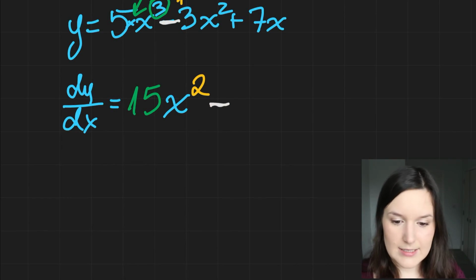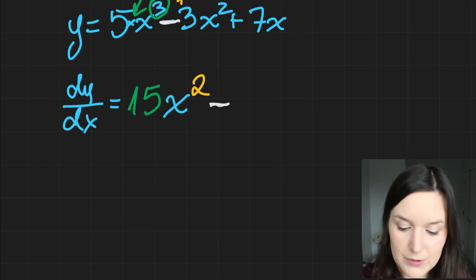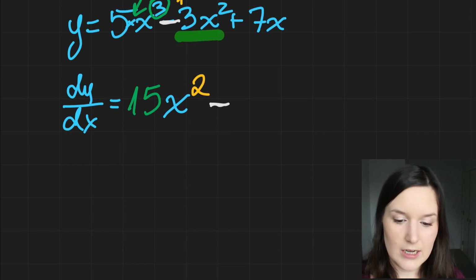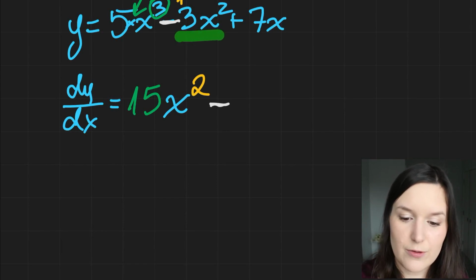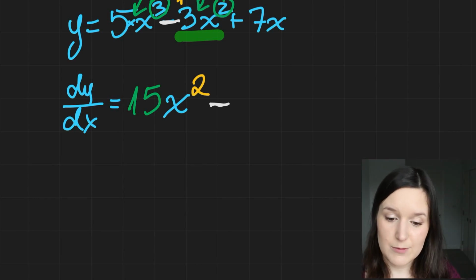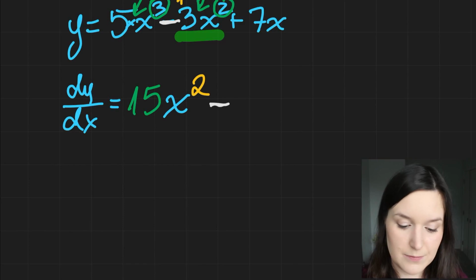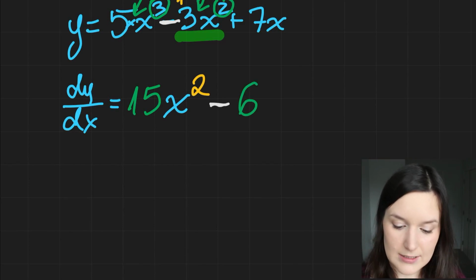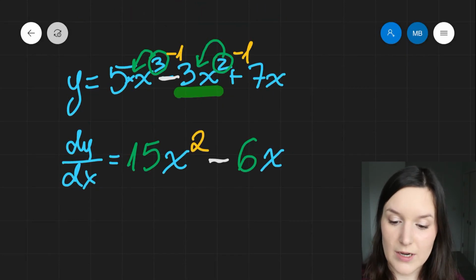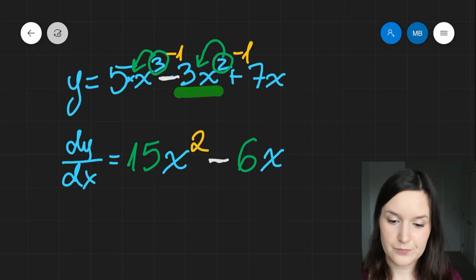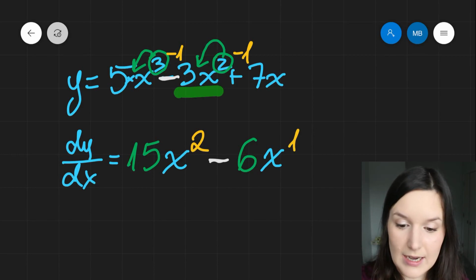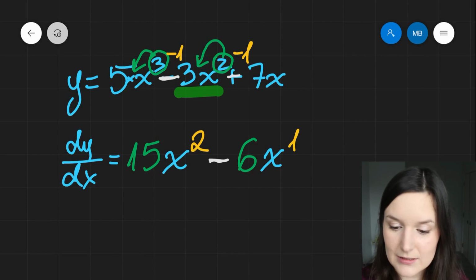And let's take the next one. Now we will have to find the derivative of 3x squared. So again, I use the power rule. 2 goes to the front of everything, so it's 3 times 2, which is 6. And x is to the power of, I subtract 1, 2 minus 1 is 1. Again, there is addition here, so I add.